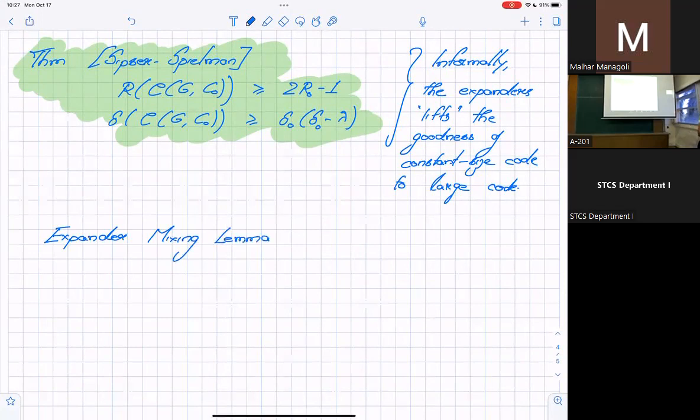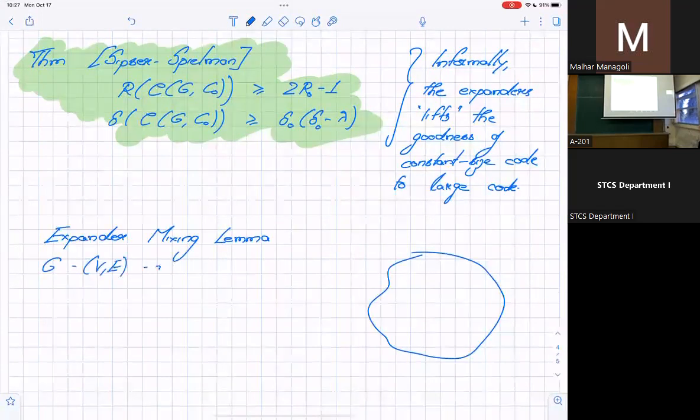What is the expander mixing lemma? Once again, you're given G, a graph G = (V, E). Let's say it's a lambda spectral expander. That means when you view the normalized adjacency matrix of this graph, because the first eigenvalue is sitting at 1, all the other eigenvalues are sandwiched between lambda and minus lambda.